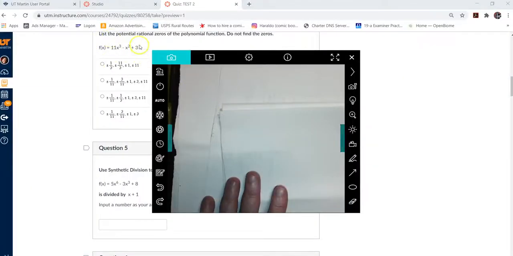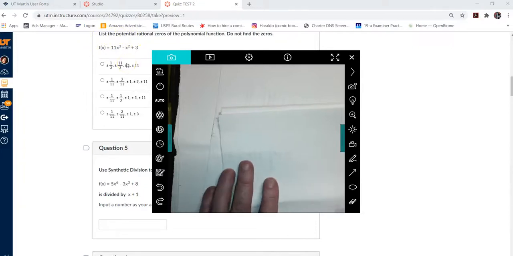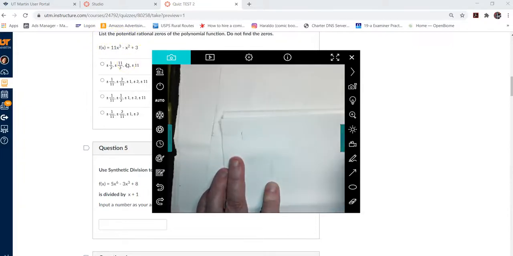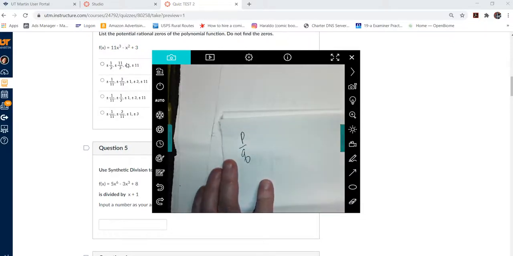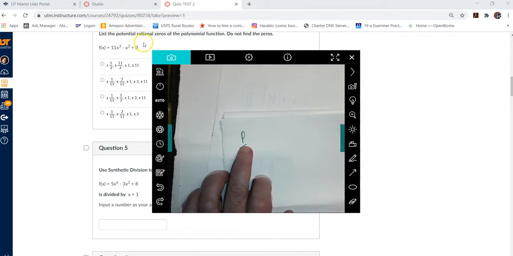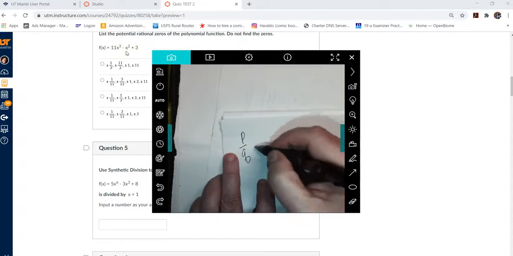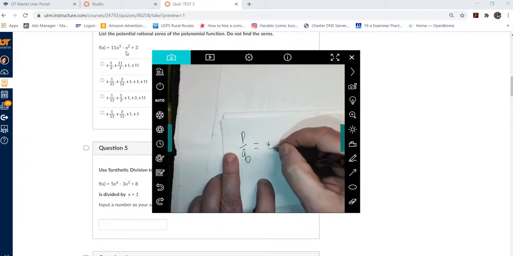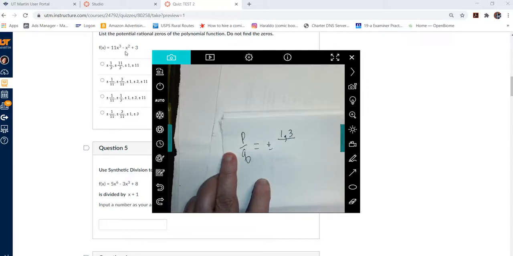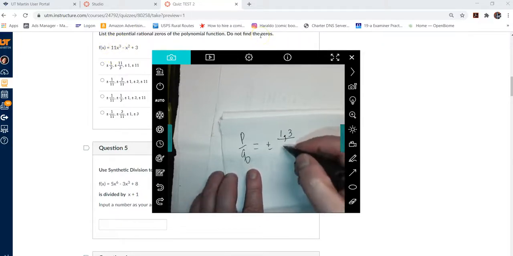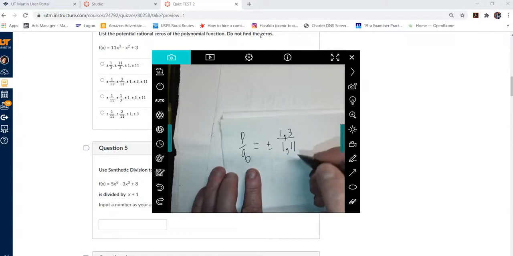Okay, so the potential rational zeros of this are going to be of the form P divided by Q, where P is all of the factors of the constant, so plus or minus 1 and plus or minus 3, and Q is going to be all of the factors of the leading coefficient. So that'll be plus or minus the factors of 11.